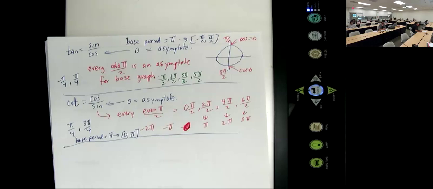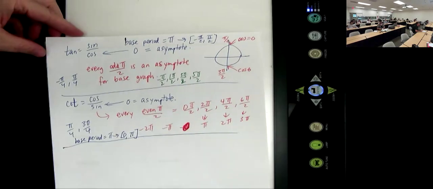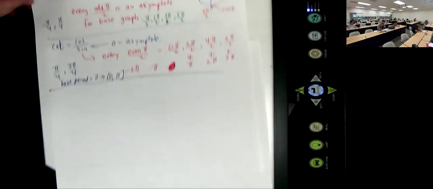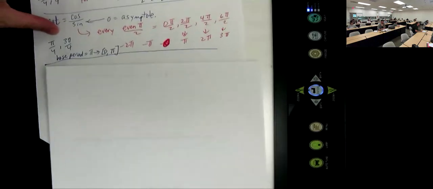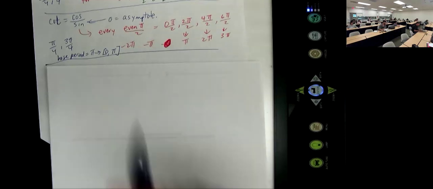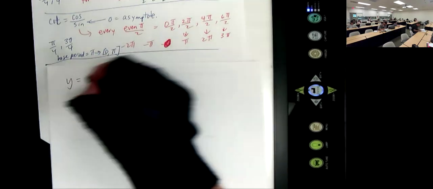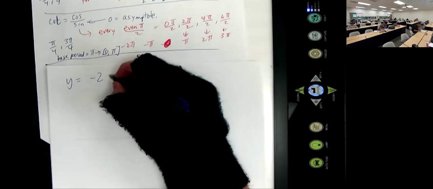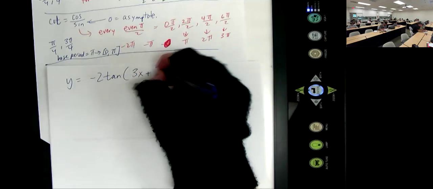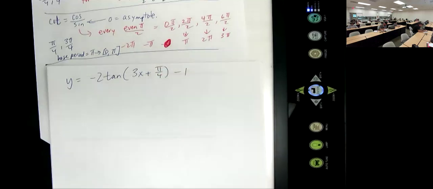Go big or go home? You guys just wanna go to the guns? Sure. If you do the hardest one possible in here, everything on homework and tests will be easier. So what did I do last time? Last time we had a negative amplitude. So we want a negative amplitude, let's go with y equals -2 tangent. I don't know, let's do 3x plus pi over 4, minus 1.